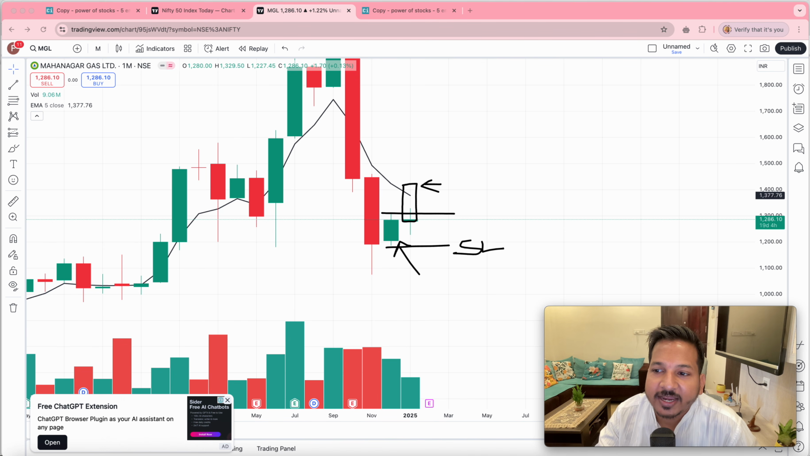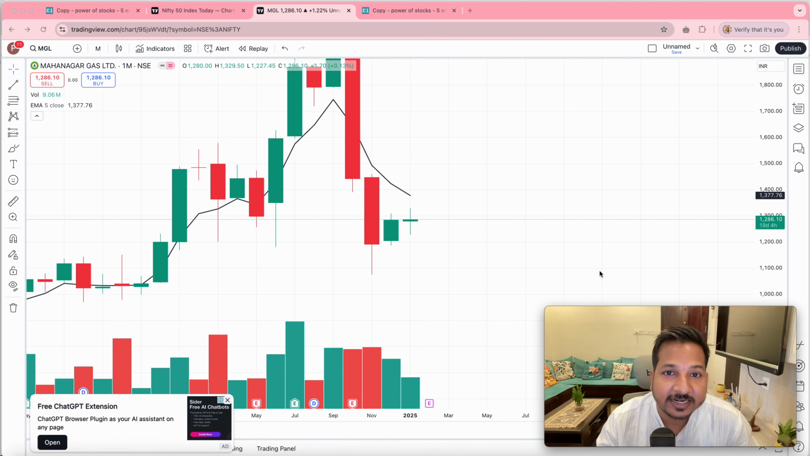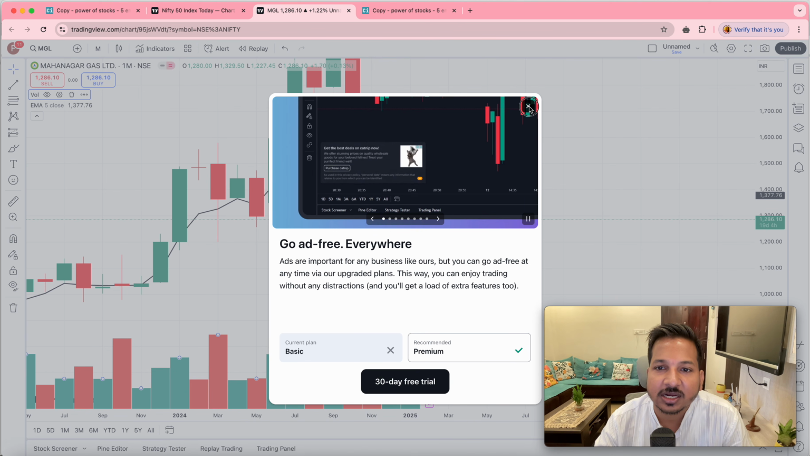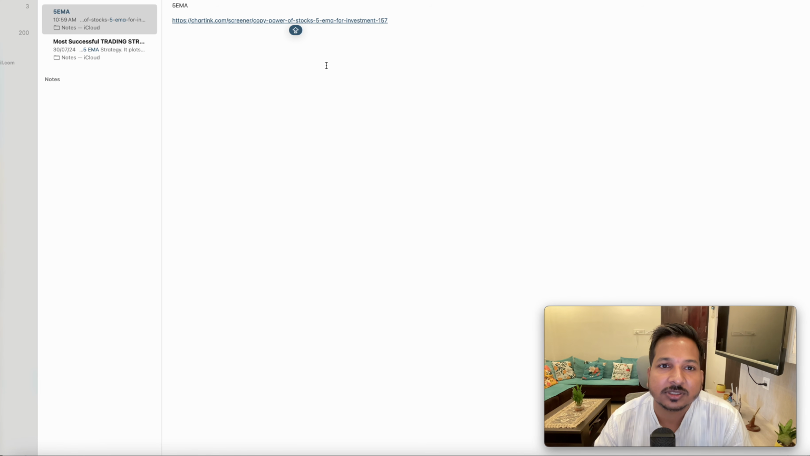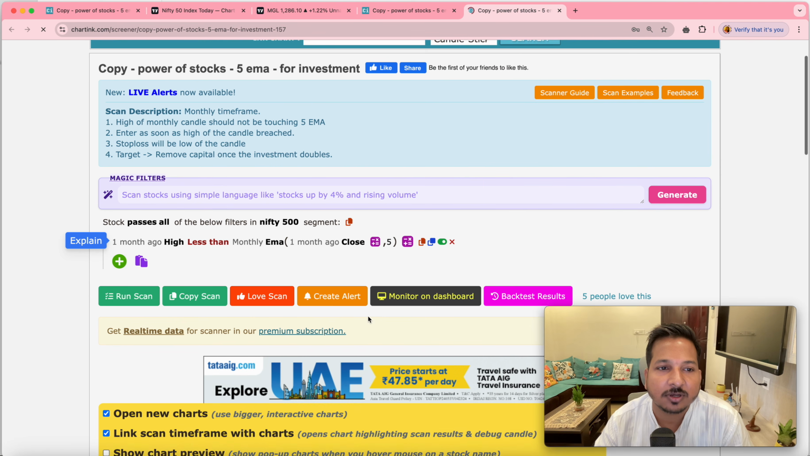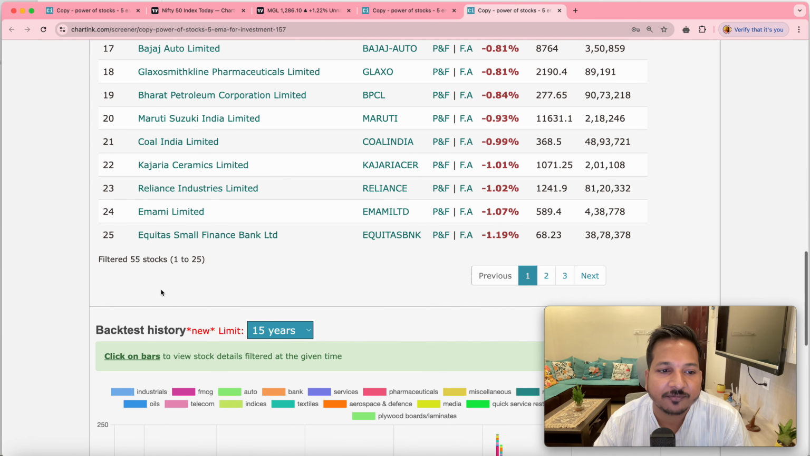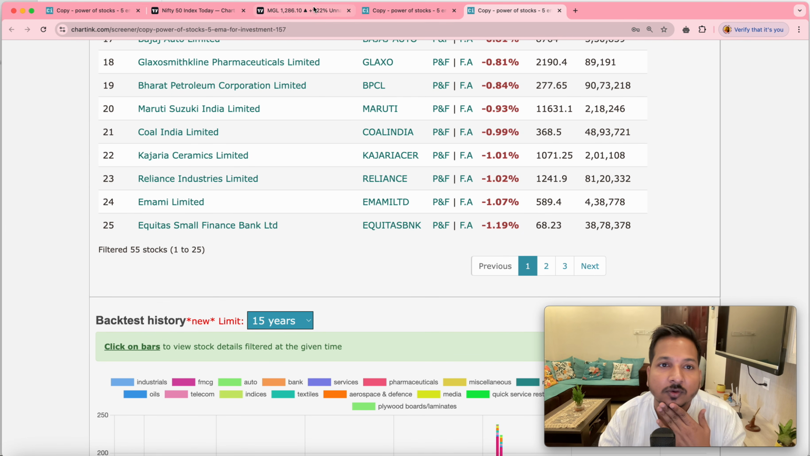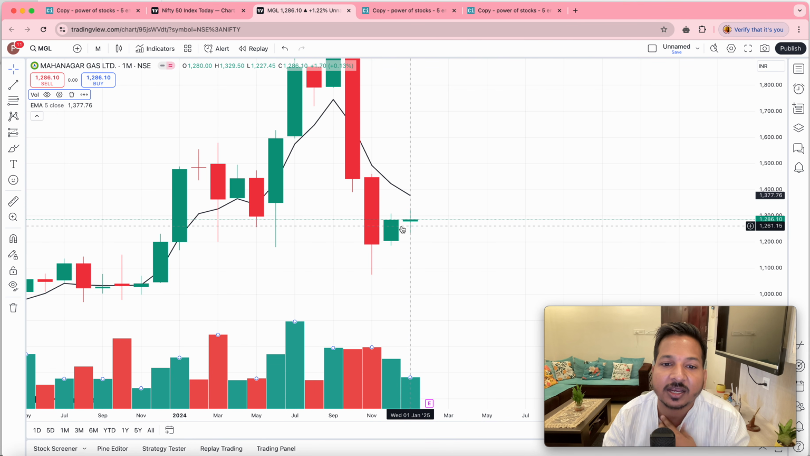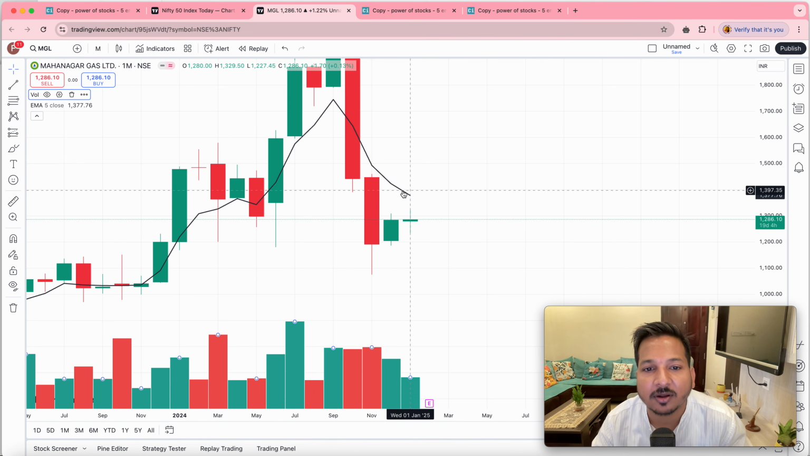If you want to find out in which stocks this type of pattern is currently forming, you have to use this screener. I will share one screener, which will be in the description box. If you click this, this page will open, and these are the stocks it is showing you, some 55 stocks which are currently showing this type of pattern where the monthly candle is below the 5 EMA or not touching.